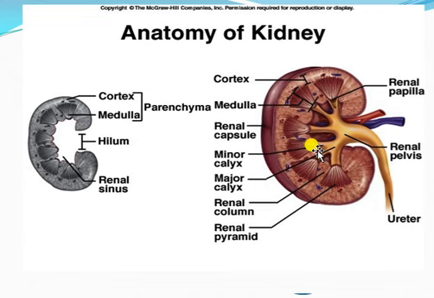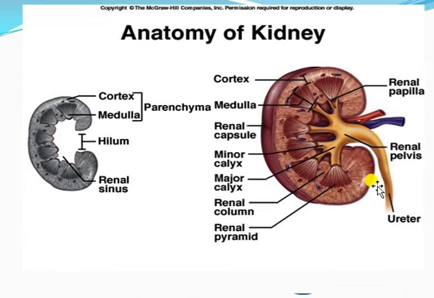This is a minor calyx. These renal papillae enter into the minor calyx, and the minor calyx enters into the major calyx. The major calyx enters into the renal pelvis. Then here are the renal pyramids. So here the nephron is present, and then it enters into the renal minor calyx, then the major calyx, then the pelvis.